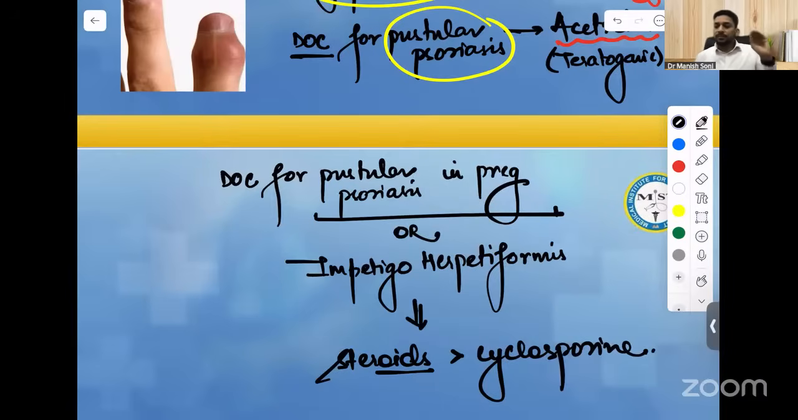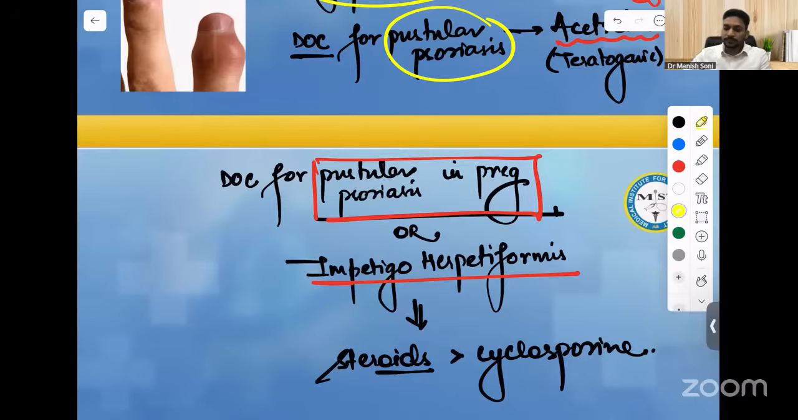So if simply pustular psoriasis is written, then mark acitretin as the answer. But if pustular psoriasis in pregnancy is written, then we don't give acitretin, we give steroids. If a steroid is not there, you can give cyclosporin. Both can be used in pregnancy. And when pustular psoriasis develops in pregnancy, the name given to this condition is impetigo herpetiformis. This is another name of pustular psoriasis in pregnancy.